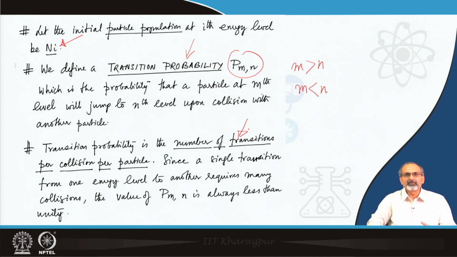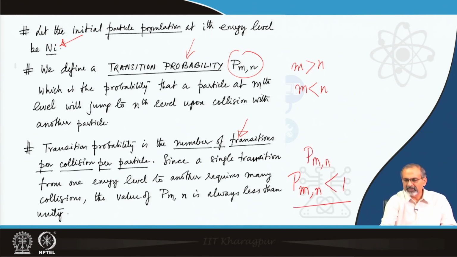Therefore, there comes the issue of probability. Since a single transition from one energy level to another requires many collisions, the value of P m comma n is always less than unity. So, P m comma n is less than 1. Again, P m comma n is not equal to 0. Otherwise, no matter how many collisions took place, there would never be a transition. There would be no possibility of a transition, but that is not true. Therefore, it lies below 1, but again it is positive.